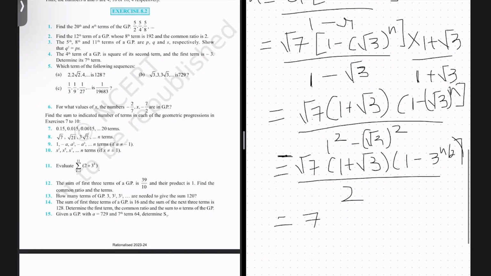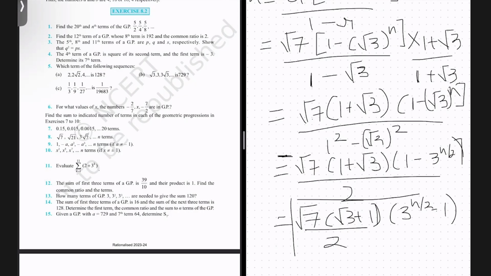When you do that, the final answer that you are going to obtain is root 7 multiplied by (root 3 plus 1) divided by 2, times (3 raised to the power n by 2 minus 1), and this is going to be your sum for the nth term. Correct.